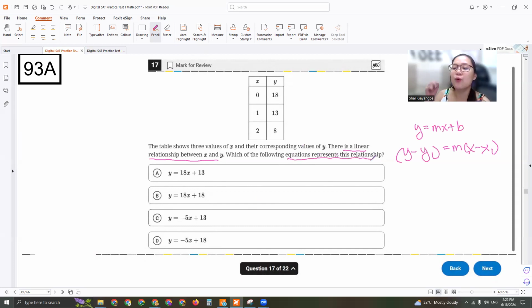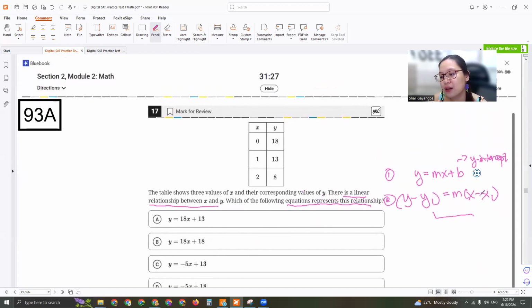either of the two. When is the first equation helpful? If you have the y-intercept and you have the slope. So if you have a y-intercept right off the bat, use this option. But if you're only given a point, then use the other.